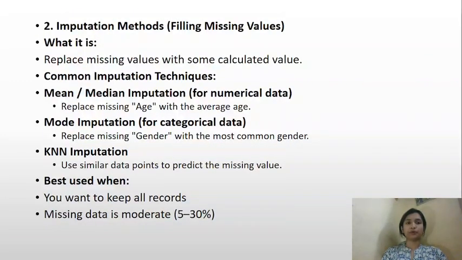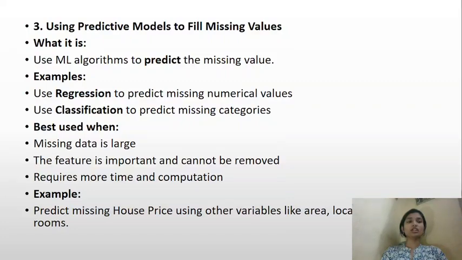The second method is the imputation method. Here we replace missing values with some calculated value. Common imputation techniques are median and mean imputation. Here we replace the missing age with the average age. Next is mode imputation. Here we replace the missing gender with the most common gender. Next is KNN imputation. Here we use similar data points to predict the missing values. It is best used when you want to keep all the records and missing data is moderate.